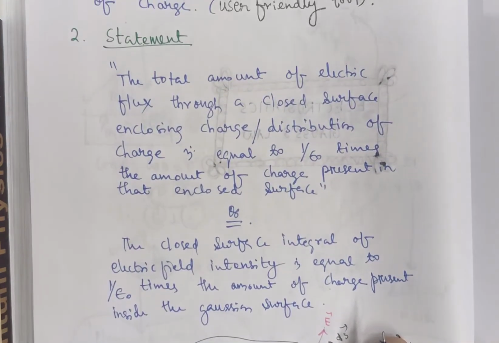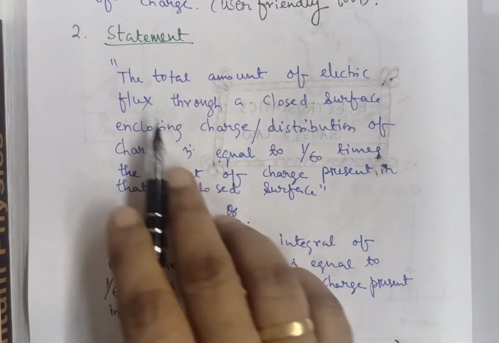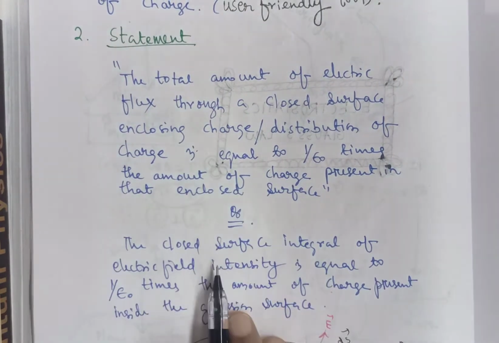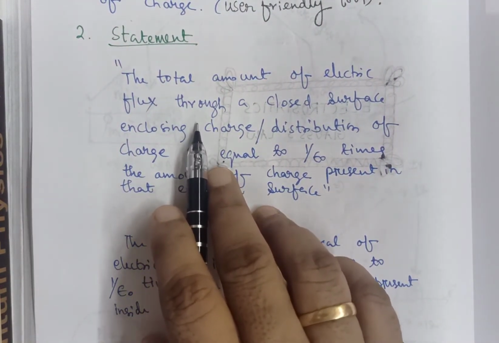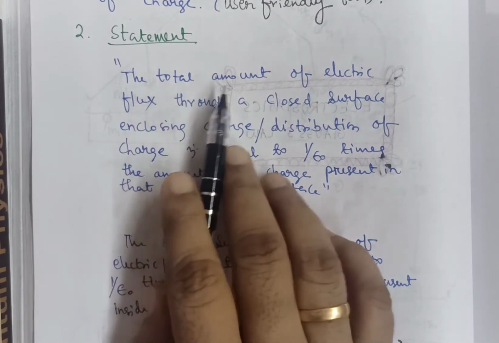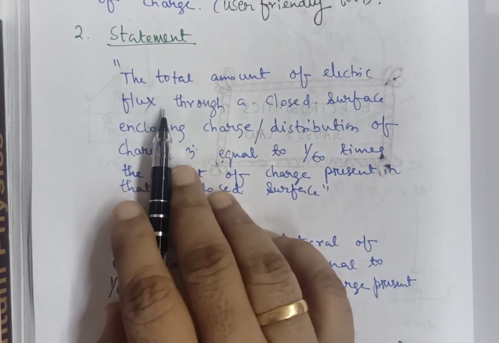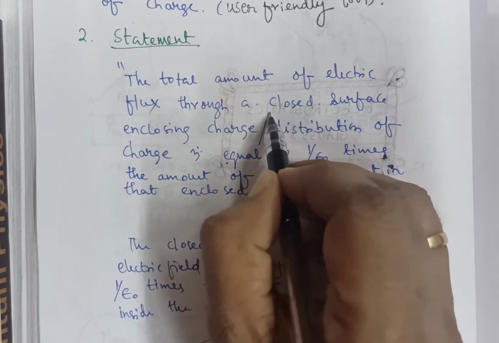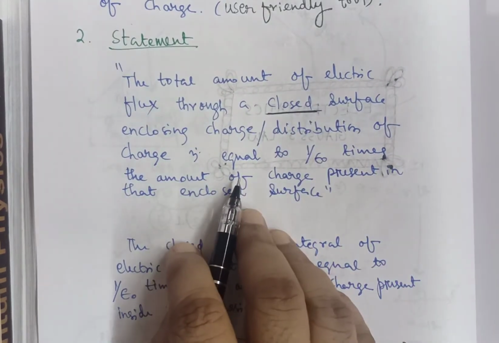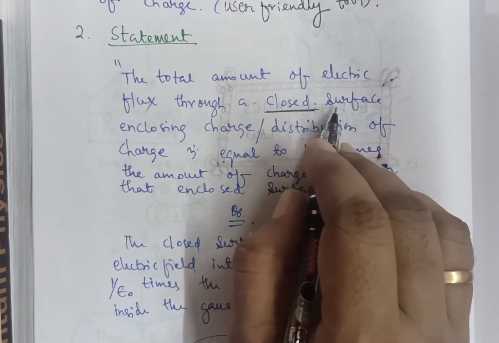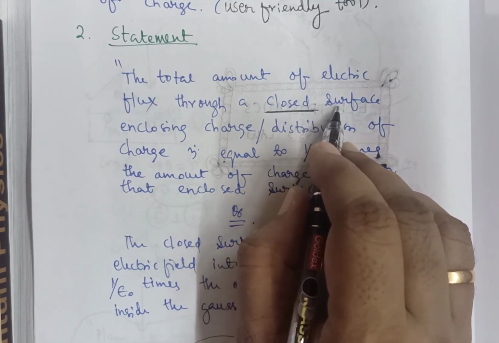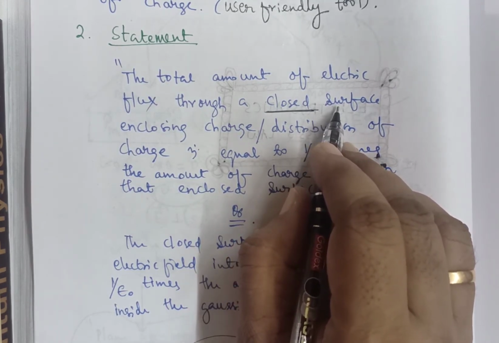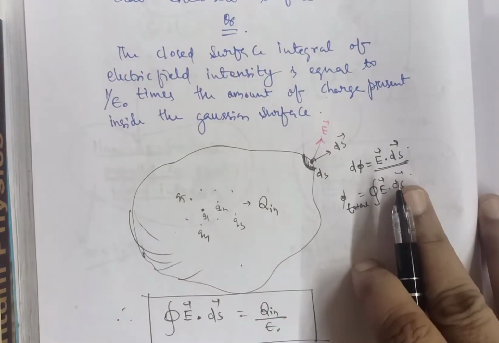So we will go to the statement of Gauss theorem. There are two forms of the statement. One is the mathematical form, one is the literary form. First we will go to the literary form. What is this? The total amount of electric flux through a closed surface. The very word should be closed. Why should the surface be closed? Because this imaginary surface will enclose the distribution of charges that we have discussed in this figure.